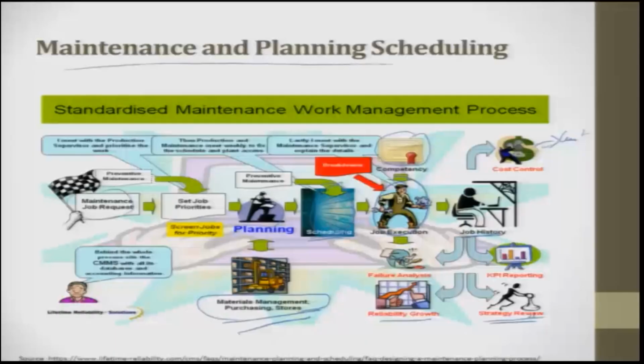So, this is the maintenance and planning scheduling which is generally followed in a product. So, this is a standardized maintenance work management process. So, you have maintenance job request, then set job priorities, then you plan, then you schedule, then you execute, and then you start reporting it. This is KPI reporting.